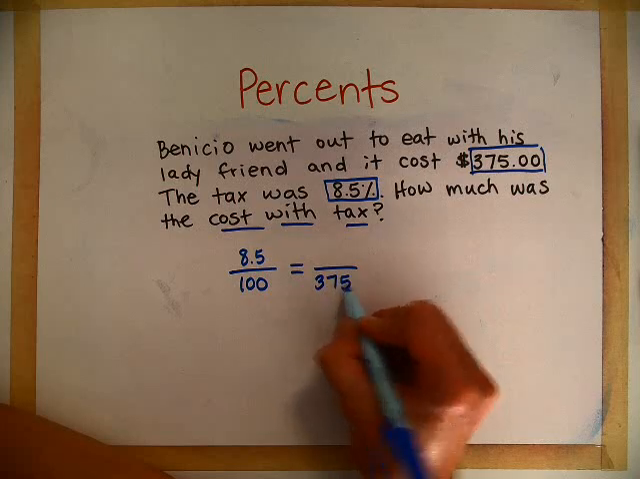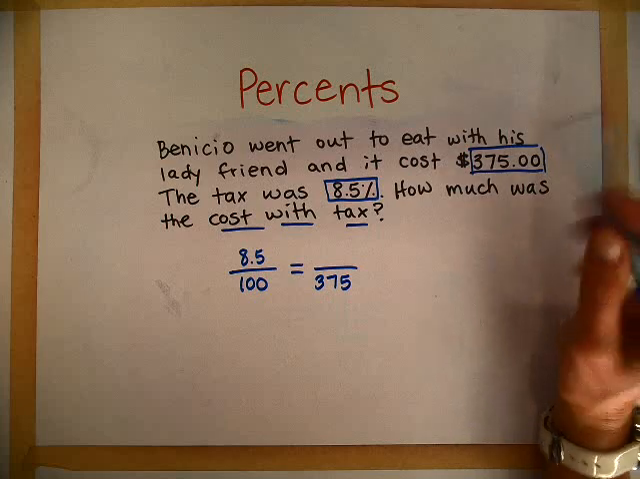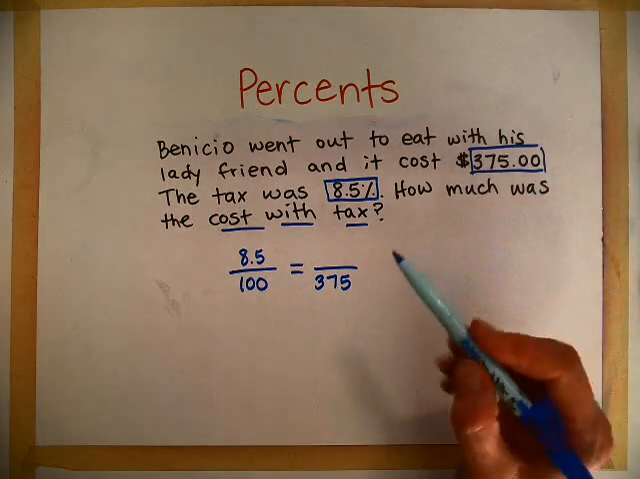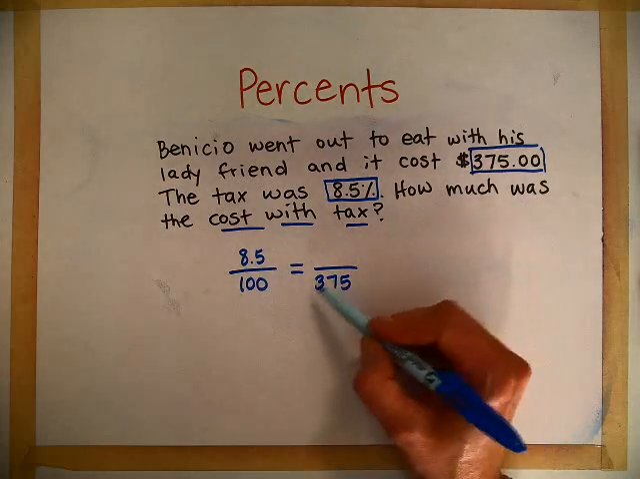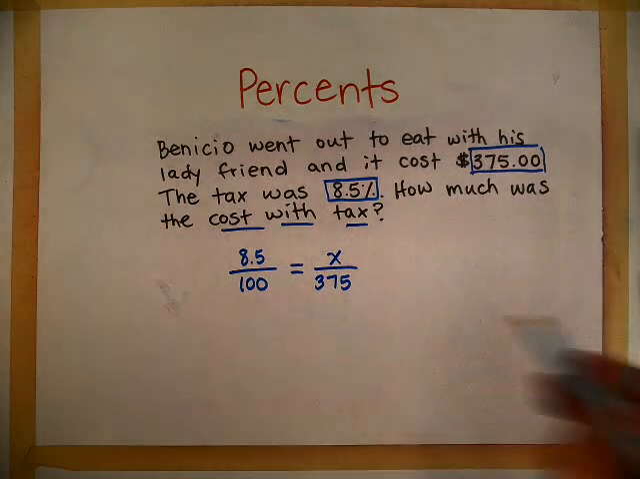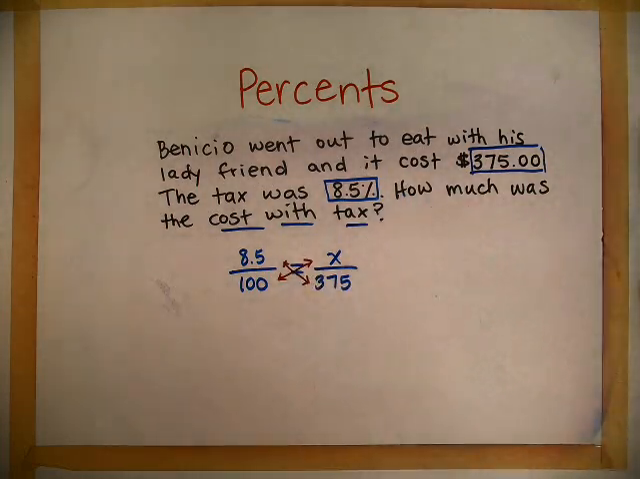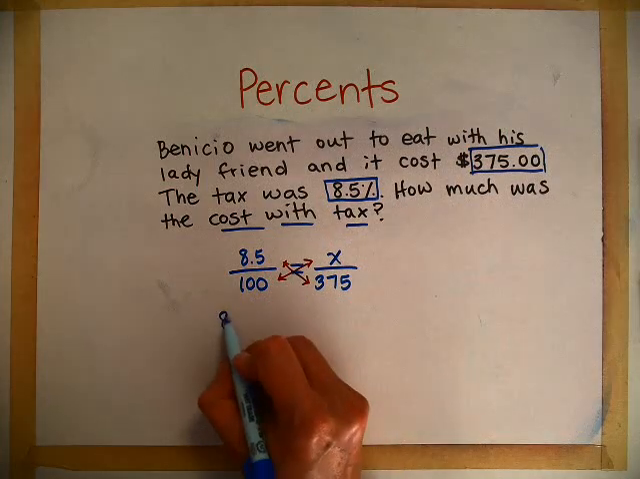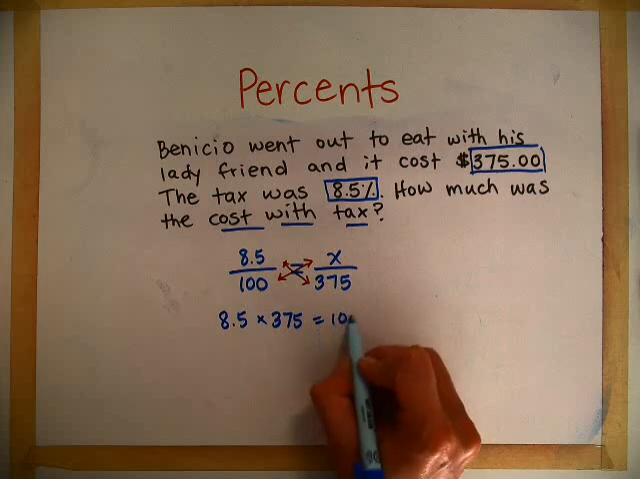And I'm just going to use 375 without the decimal 00, because I don't need the zeros for this part. So I don't know what 8.5% of 375 is, so that's where my x goes. So again, I'm going to use cross multiplication. So 8.5 times 375 equals 100x.